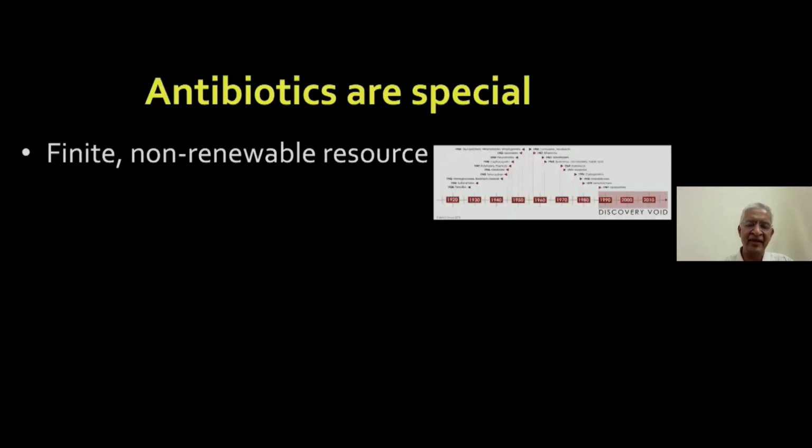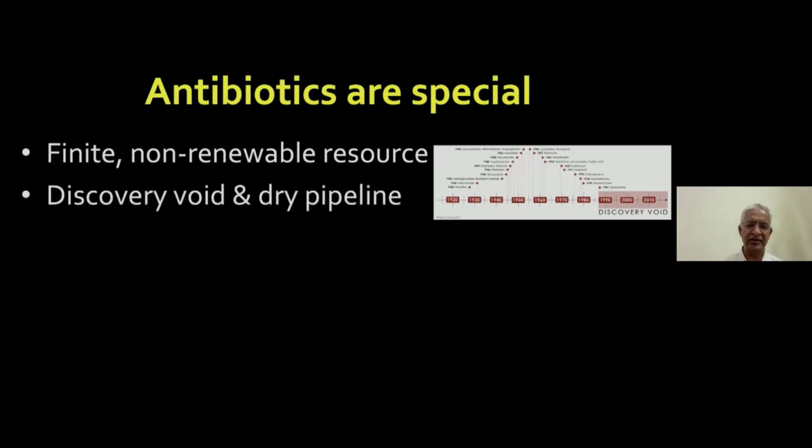Antibiotics are special in many ways. Number one, what we have come to realize is that much like fossil fuels, antibiotics are finite and non-renewable resources. Why is that? This is for two important reasons. The discovery void and dry pipeline. From 1940 to 1990 was the golden age of antibiotic discovery. After that, hardly any new molecule with a novel mechanism has been introduced for practice. So the antibiotic pipeline is truly dry.